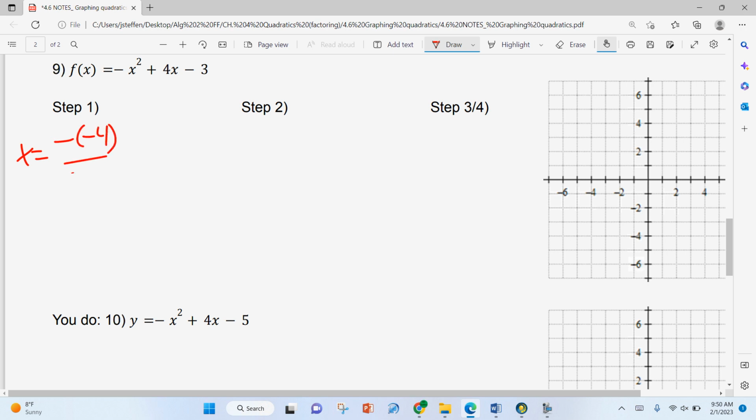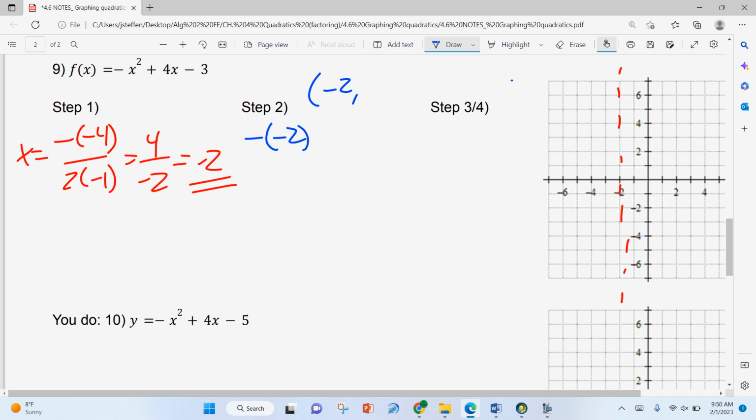-4 over 2 times -1. So it's +4 over -2 is -2. Again, you don't have to do this, but that is your axis of symmetry. Your vertex, plug that -2 in. So I have -2 squared plus 4 times -2 minus 3 is -15.